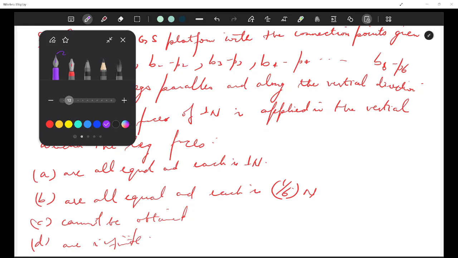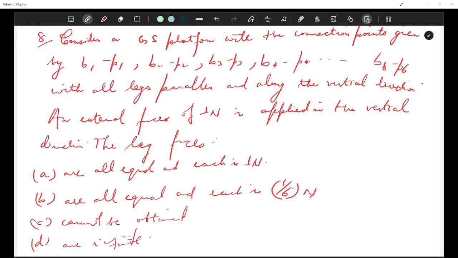So this is a 6 Gough-Stewart platform. The connections are given to you: B1, P1, B2, P2, etc. All the legs are parallel, all the legs are vertical, and the external force of 1 Newton is being applied vertically. So what are the leg forces? Just understand the geometry first. All the legs are parallel, vertical, and they have the identical arrangement. This means that there is complete symmetry, there are no horizontal components, and there are no moments generated.